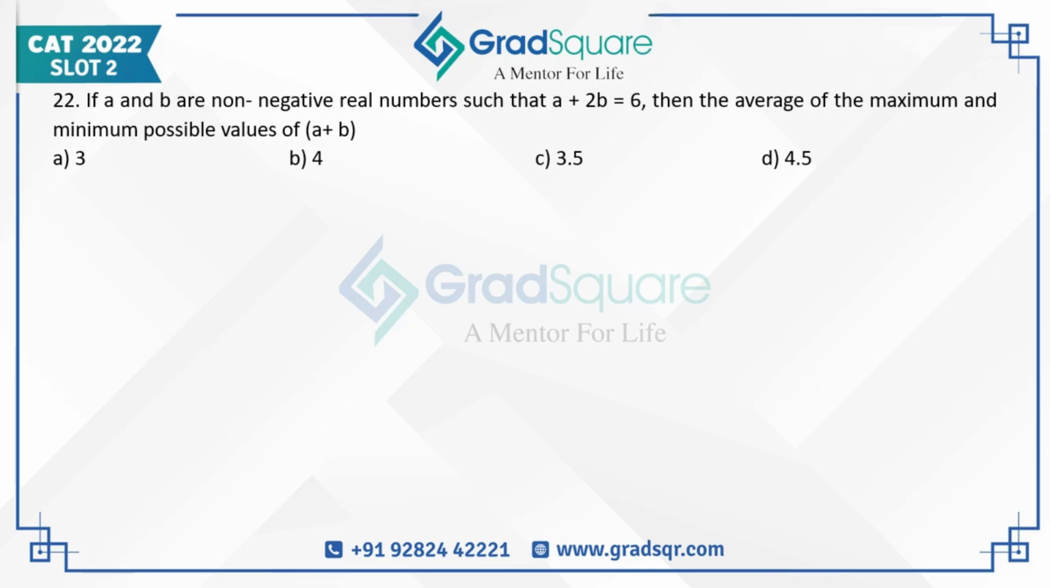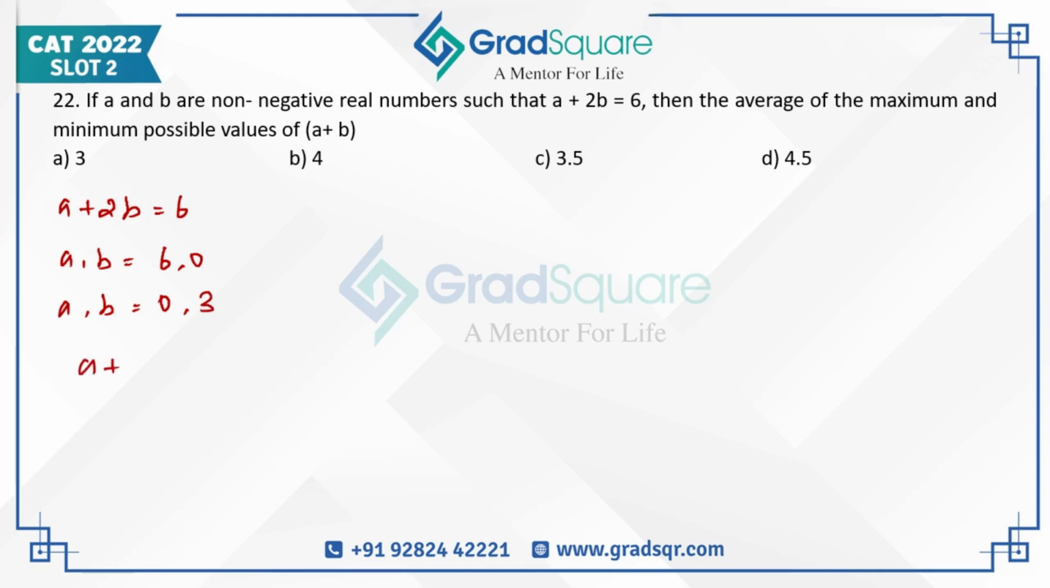Now in this question, if a and b are non-negative real numbers such that a + 2b = 6, then the average of the maximum and minimum possible values of a + b is asked. Now if a + 2b should give me 6, then what are the possible values of a and b? A and b can be what? A = 6 and b = 0, or a and b will be 0 and 3.